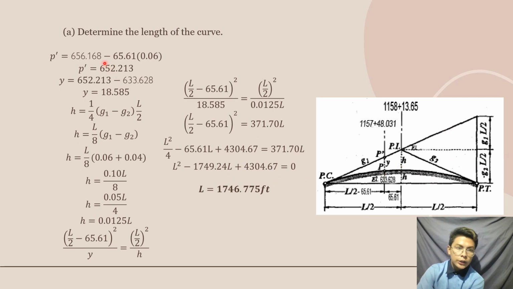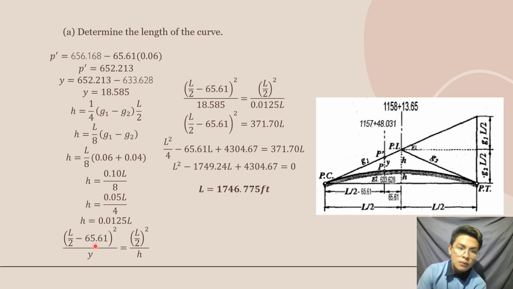So here's the given figure. We must first get our P, which is equal to 656.168 minus 65.61 times 0.06, our G1, which is equal to 652.213. Then to get Y, P minus 633.628 is equal to 18.585. Using the formula H is equal to 1 over 4 (G1 minus G2) times L divided by 2, we will get our H is equal to L divided by 8 times (0.06 G1 plus 0.04 G2). So we have H is equal to 0.10 L divided by 8, which gives us H is equal to 0.0125 L.